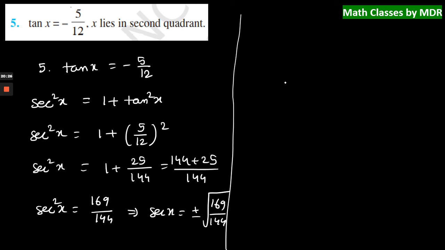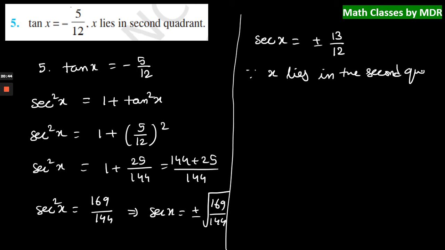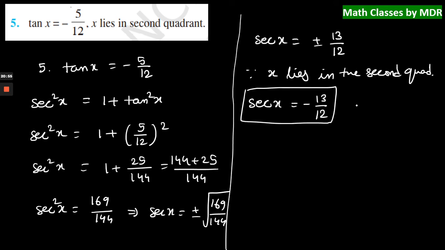So now what is the sec x value? Sec x is equal to plus or minus 13/12. Now x lies in the second quadrant. Since x lies in the second quadrant, is sec x positive or negative? In the second quadrant sec x is negative, therefore sec x is equal to −13/12. And what about cos x? Cos x is also negative, and it is the reciprocal of sec x, so it is −12/13.